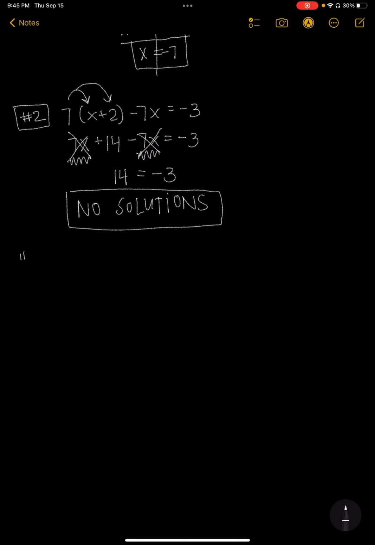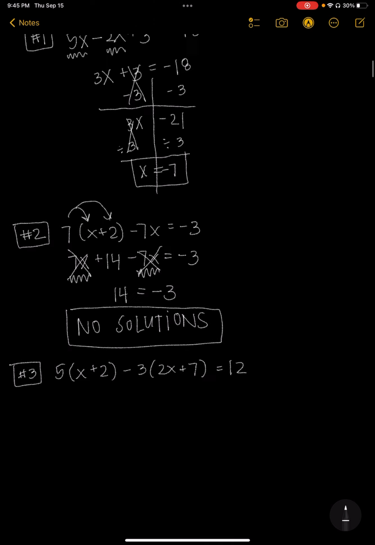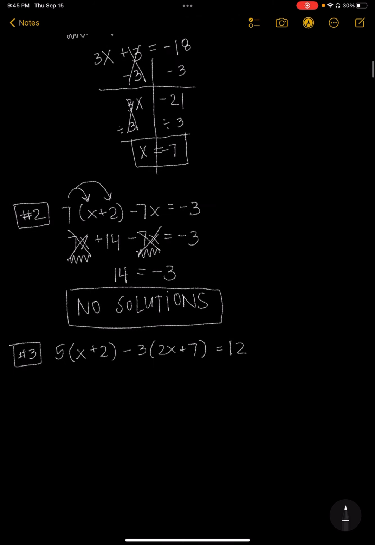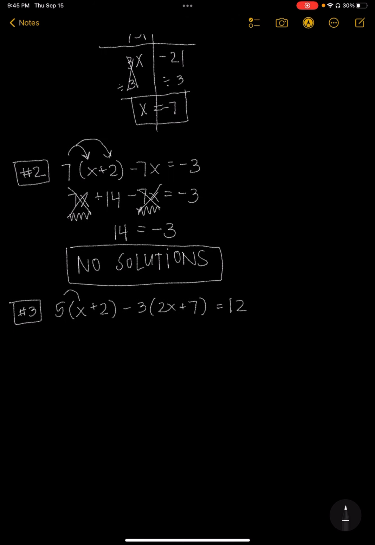All right, let's go through another example. So in this example, we have 5(x + 2) - 3(2x + 7) = 12. Okay, so if you remember, let me just scroll up a little bit. The first step is to use the distributive property. So we want to get rid of the parentheses. We're going to distribute the 5 into this set of parentheses because it's right in front of this set of parentheses. Then we're going to distribute the 3 into this set of parentheses.